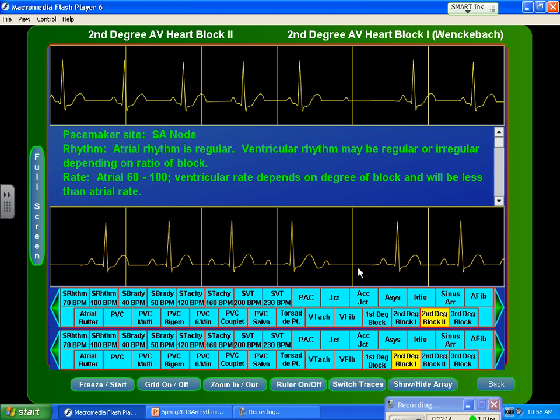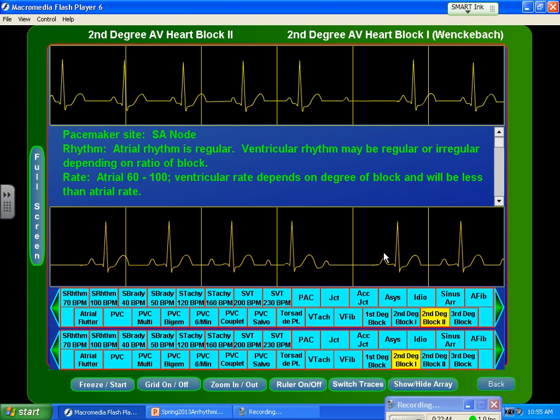A lot of people will usually refer to it as Wenckebach, just because it's kind of specific. It's easy to remember Wenckebach, and then just remember the other one is type 2. But a lot will depend on who you're talking to at that particular time.